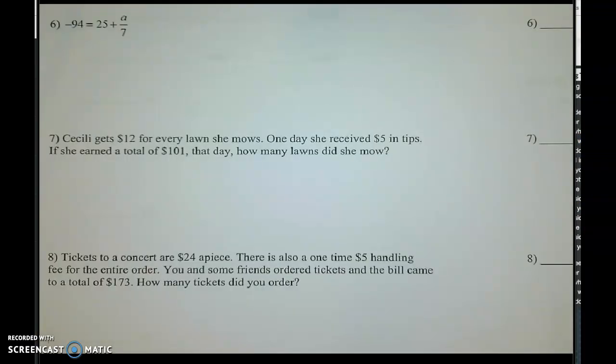And then don't forget, on this back side, you had one more to finish up with number 6. So with number 6, a is your variable. And so you're going to work through doing both steps to get a by itself to find out what a equals.